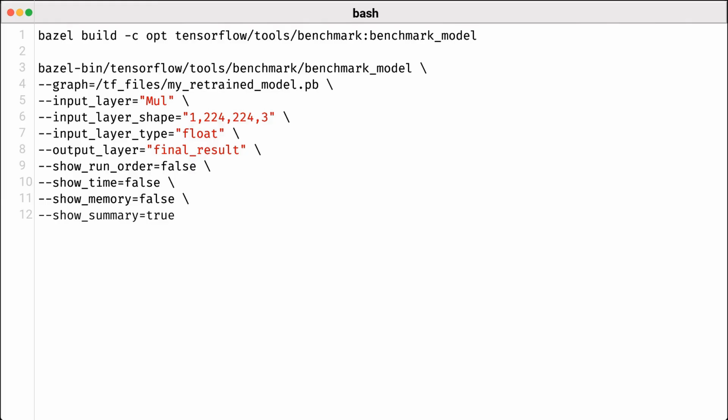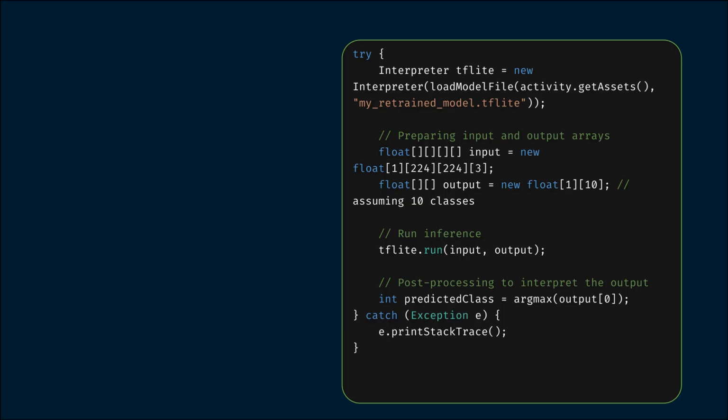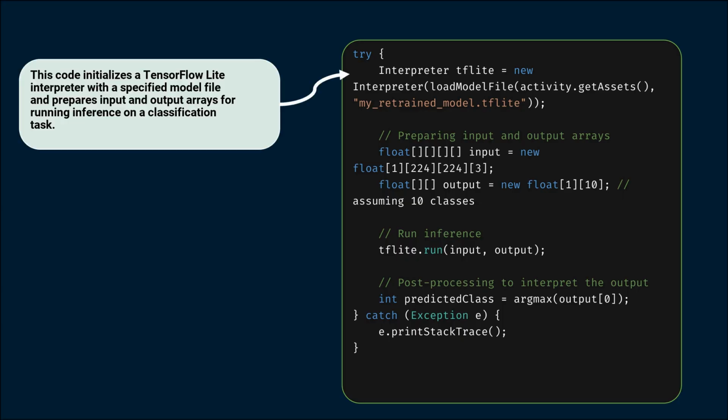By executing this command, we can obtain valuable insights like the FLOPs, floating point operations per second estimate. This measurement highlights the computational demands of our model, showcasing the efficiencies of MobileNet compared to traditional models, ultimately confirming its efficacy in mobile applications where speed is essential. Now let's see how we can implement the loading and inference of our retrained MobileNet model in an Android application.